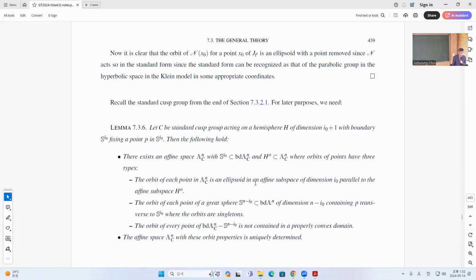So the next lemma concerns that the orbit types are always going to be some ellipsoid, or it will be some singletons, or it will not contain any properly convex domain. So if you have some group like this, okay.